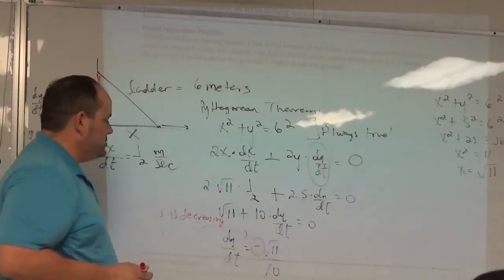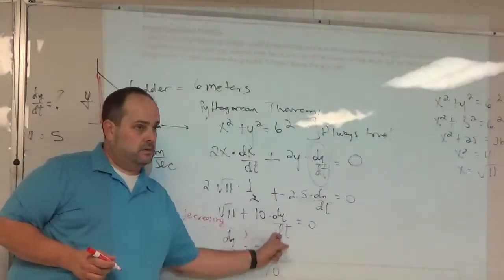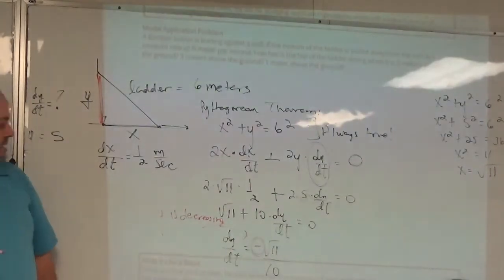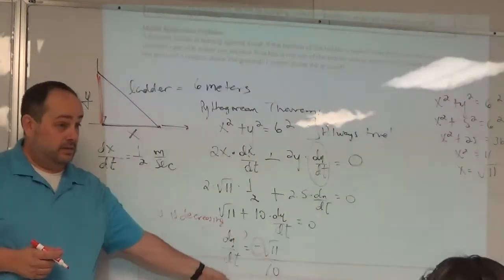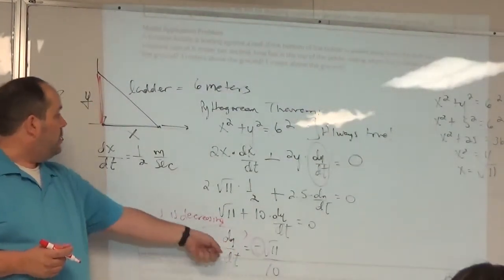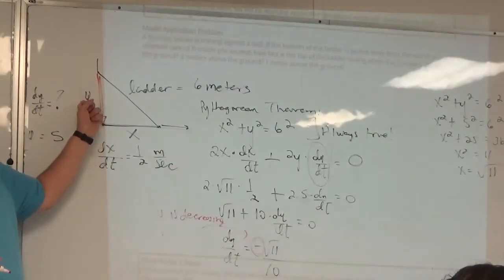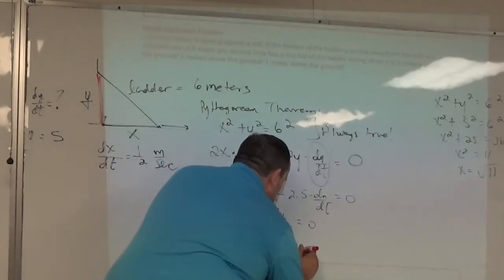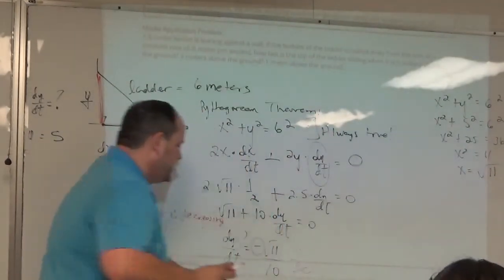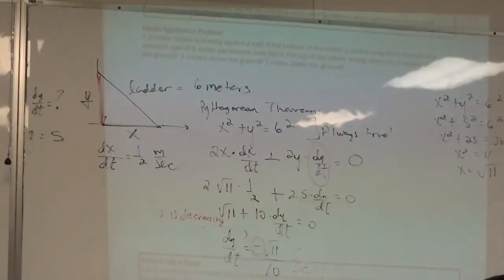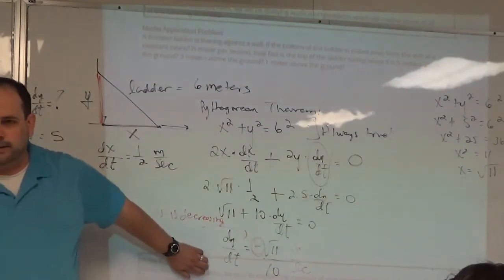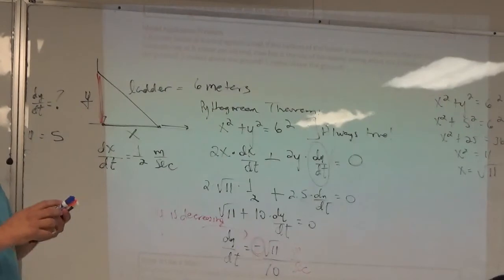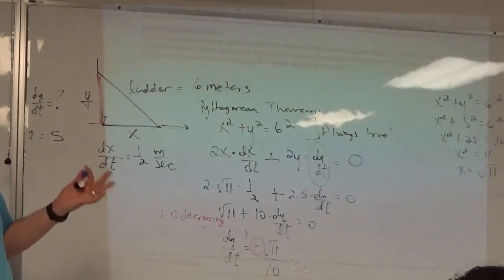Okay, next question. What are the units? What do the units have to be? dy/dt. What are we measuring the y value in? Meters. What are we measuring time in? Meters per second. God, I can't find a marker that's writing well today. Okay, everybody good? Last thing I want to do with this is I want to write this up. I want to get a good concluding sentence.